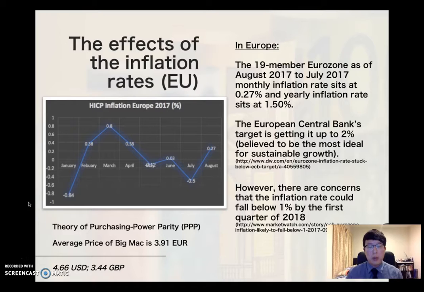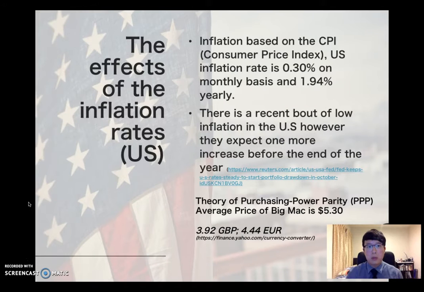However, Tom at MarketWatch claims that there are concerns because the inflation rate could fall below 1% from the first quarter of next year in 2018. And according to the Big Mac Index, the price of a Big Mac is 3.91 euros.